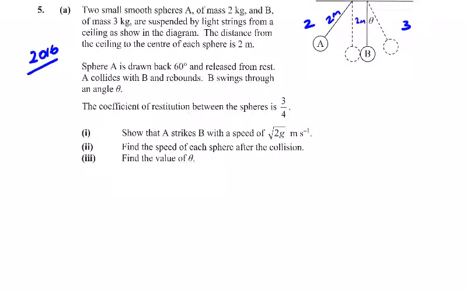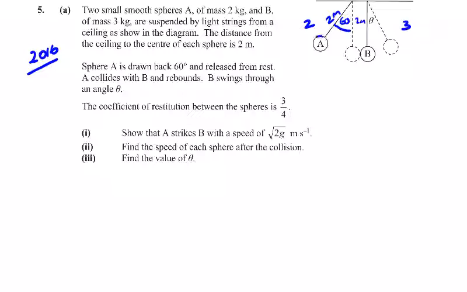The sphere A is drawn back 60 degrees. So we have a 60 in here, and released from rest. A collides with B and rebounds. B swings through an angle theta. The coefficient of restitution is 3/4. Part 1: show that A strikes B with a speed of √2g.